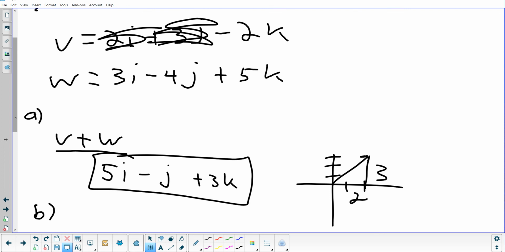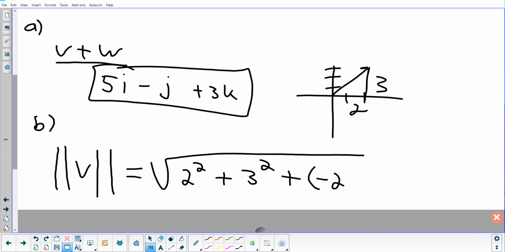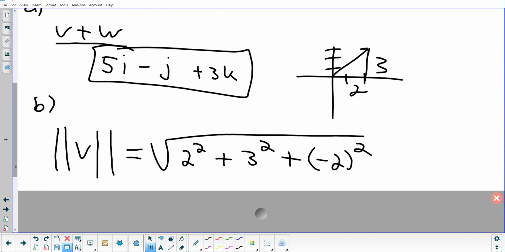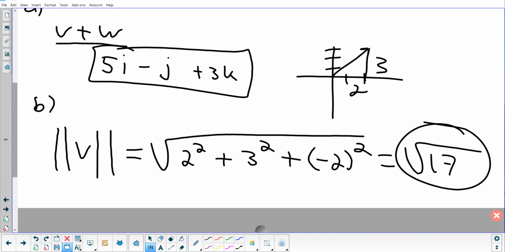Negative 2K. So what do we put right there? Negative 2. And then what do you do to it? Square. So negative 2 squared. So we got 2 squared, 3 squared, negative 2 squared. Just square each component, add them up and take the square root. And Chris, what will that give me? You'll get square root of 17. Let's see, that's going to be 4 and 4 is 8 and 9 is 17. Yep. And that's the distance in 3D, square root of 17.